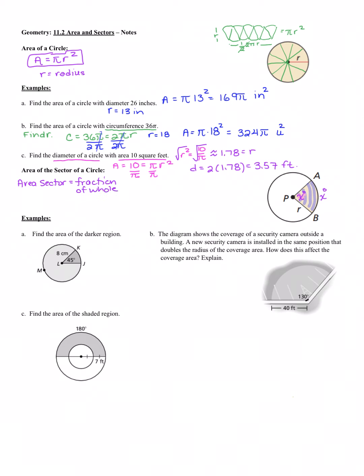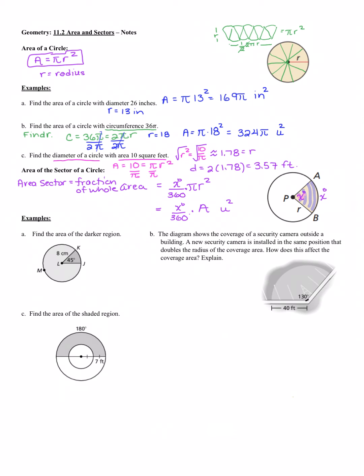And what fraction that is, just like with arc length, it's going to equal x over 360, but now times the area. So this will be pi r squared. So again, it'll be x over 360 times area. And your units now will be squared because we're talking area, which is two-dimensional.